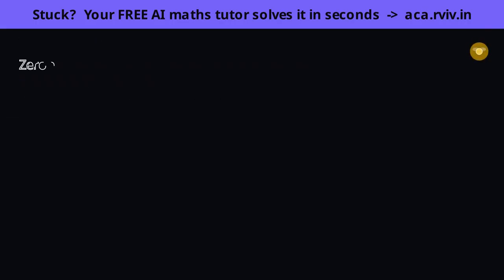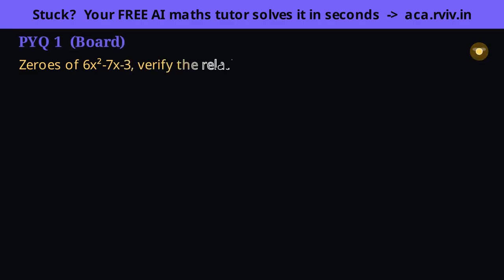This one is a genuine board favorite, so it's worth doing carefully. Leading coefficient is 6, so we split the middle term using a times c, then verify the relations to secure full marks. Since a times c is 6 times minus 3, minus 18, and the middle is minus 7, the pair is minus 9 and plus 2. Split minus 7x into minus 9x plus 2x, group, and it factors as 3x plus 1 times 2x minus 3.